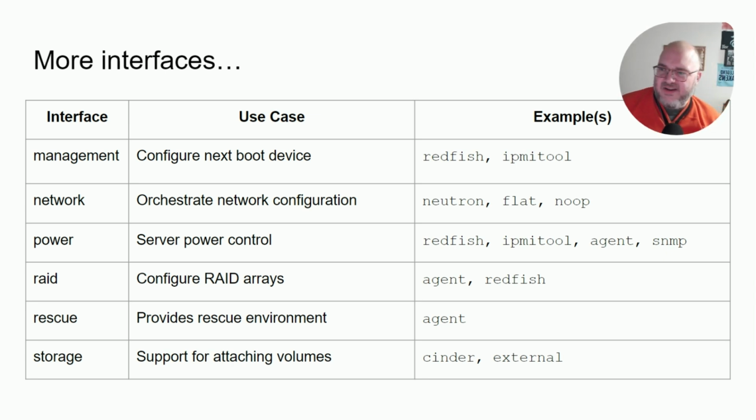We have power interface, which is server power control. This is just turning machines on and off and rebooting them. And we have lots of different ways of doing that. RAID for configuring RAIDs. We've got rescue interface for rescuing servers.